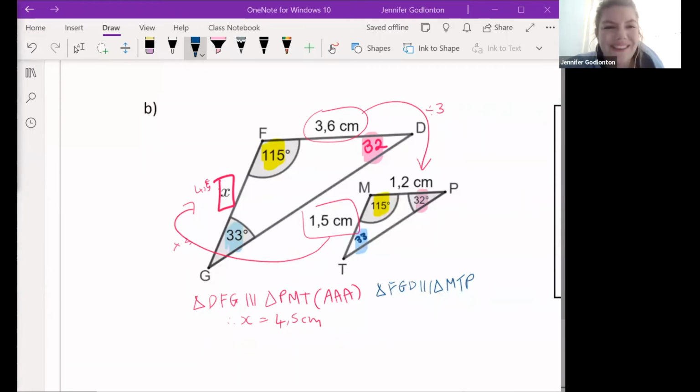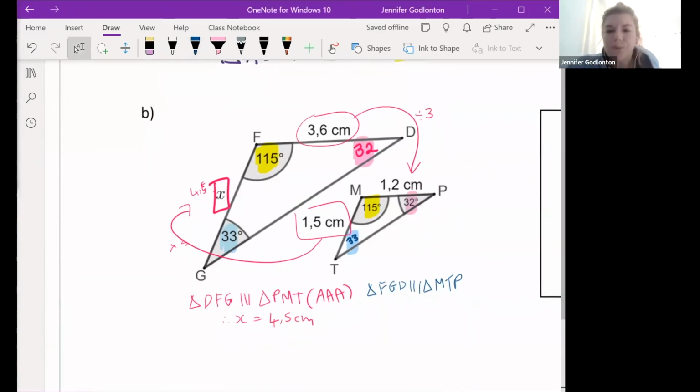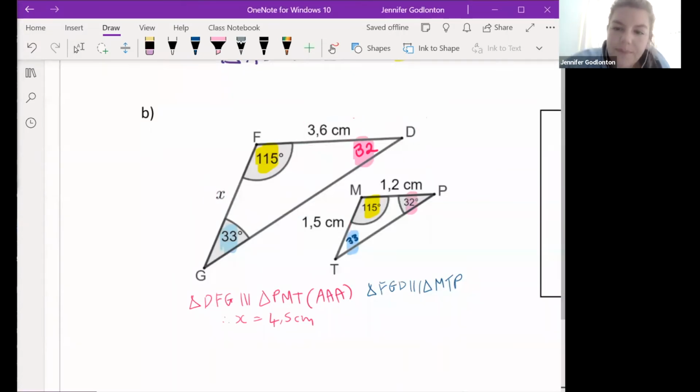How can I help? Can you please explain how we got to 4.5? Sure. Absolutely. So when we have similar triangles, we have to do the same thing to go from one to the other. So let's look at it this way. How would I have gone from 1,2 to 3,6? In order to go from 1,2 to 3,6, I would have to multiply that by 3. So 1,2 times 3 is going to give me 3,6.